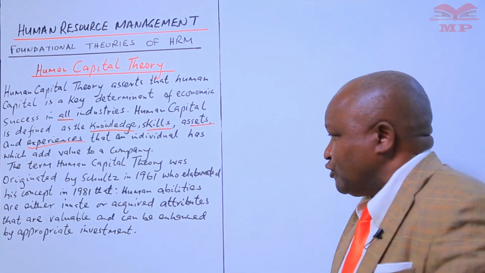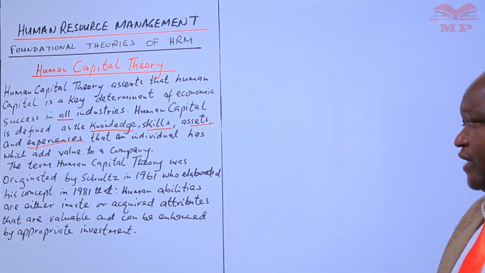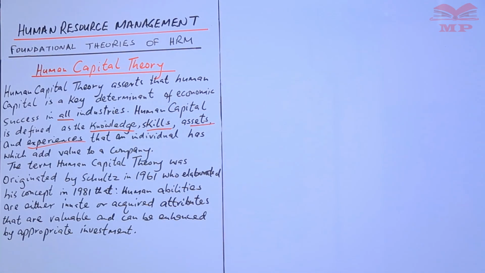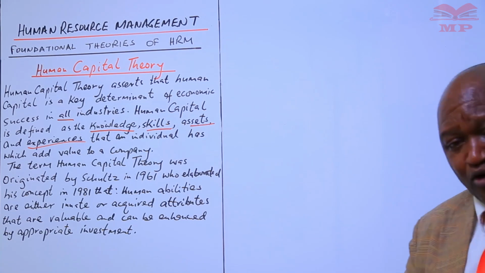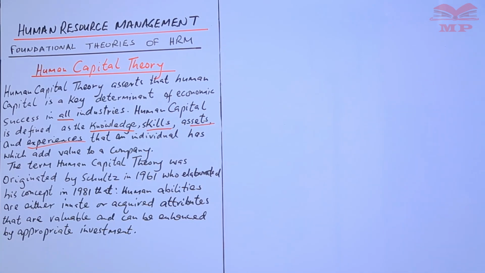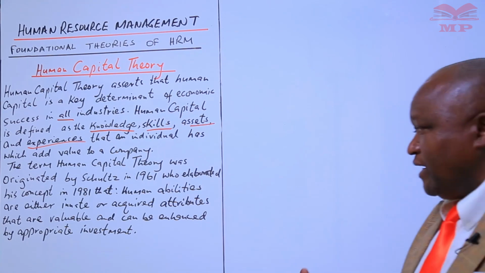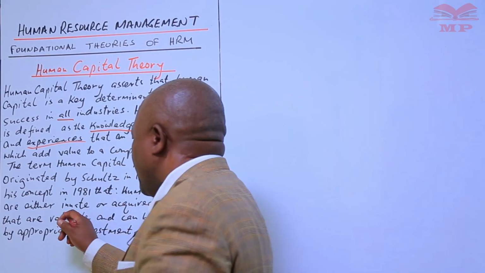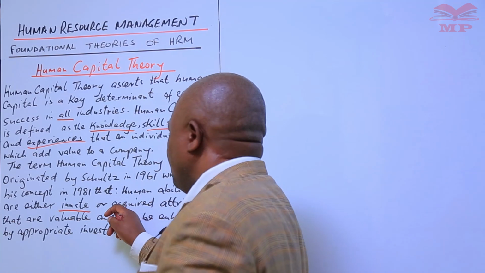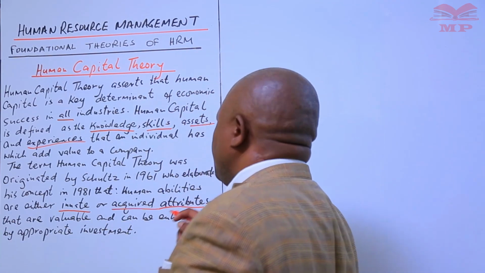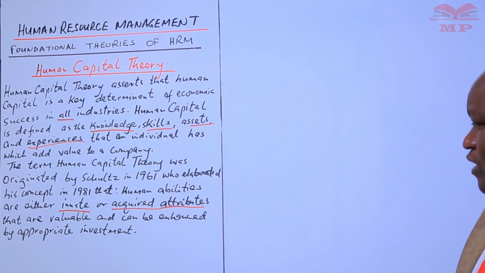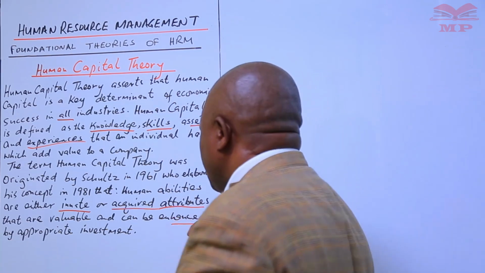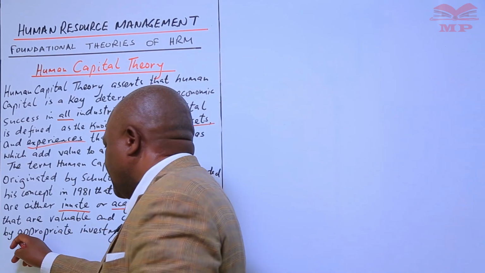The term human capital was originated by Schulz in 1961, who elaborated on his concept in 1981, and the elaboration indicated that human abilities are either innate, that is inborn, or acquired attributes that are valuable and can be enhanced by appropriate investment.